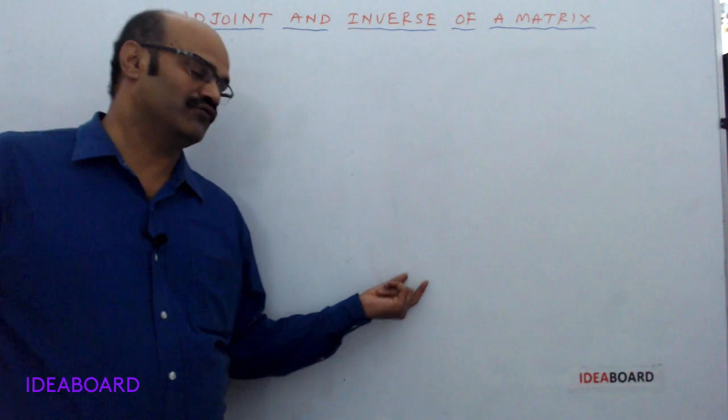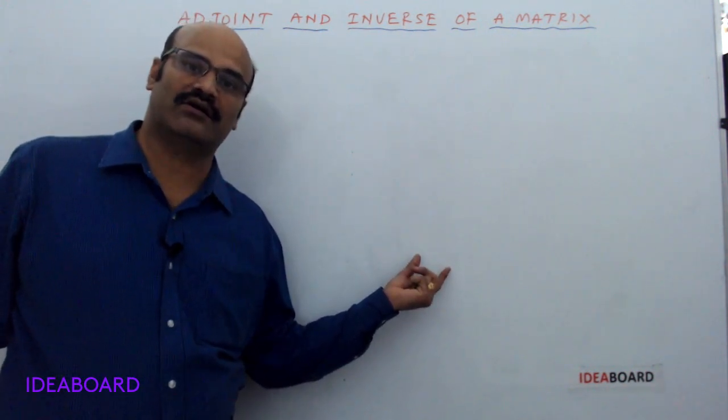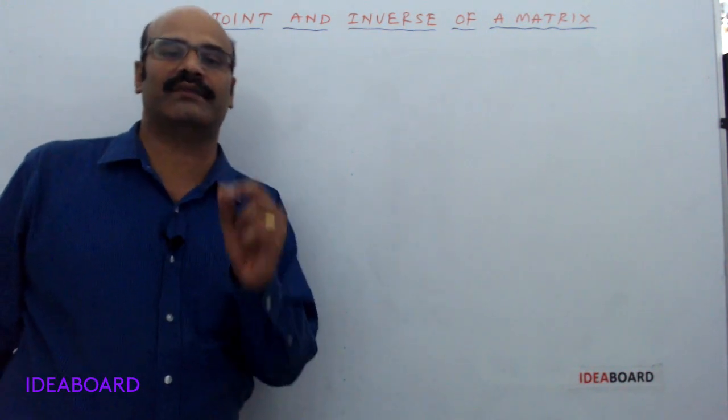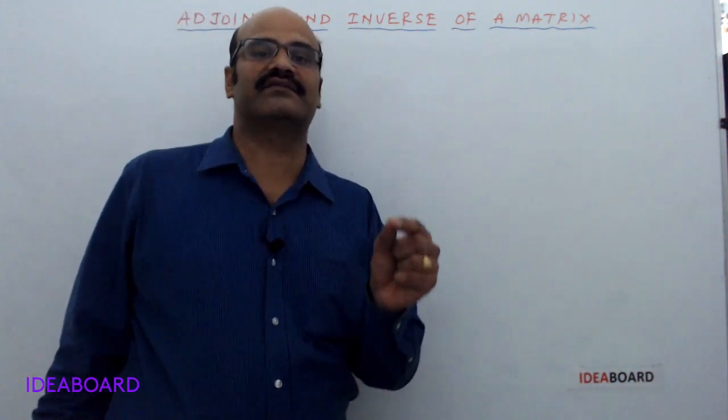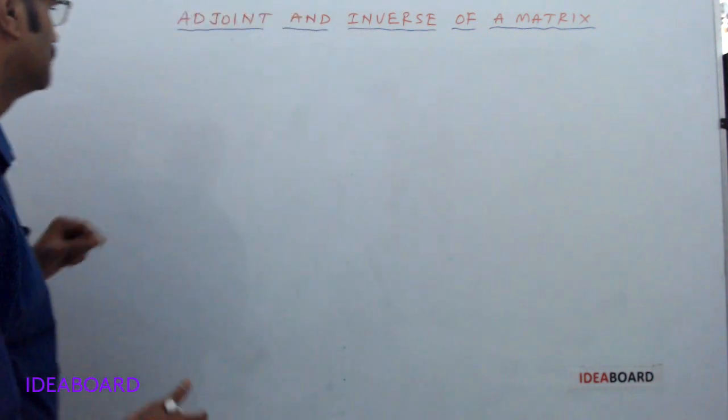The inverse of a square matrix exists only when det A is not equal to 0. If A is a non-singular matrix, then only the inverse exists. If it is a singular matrix, the inverse does not exist.